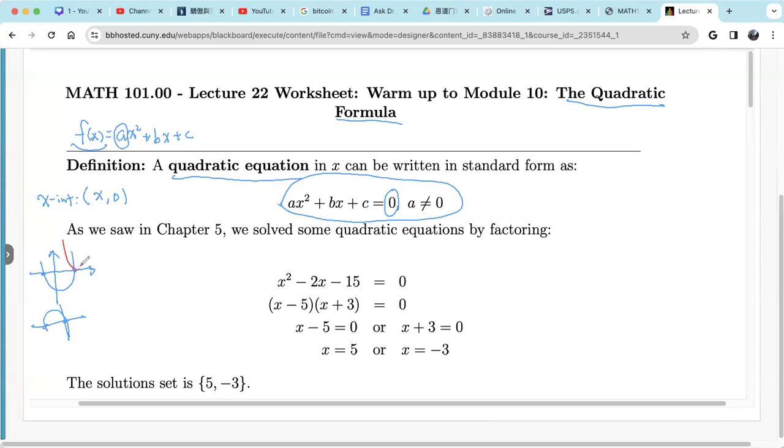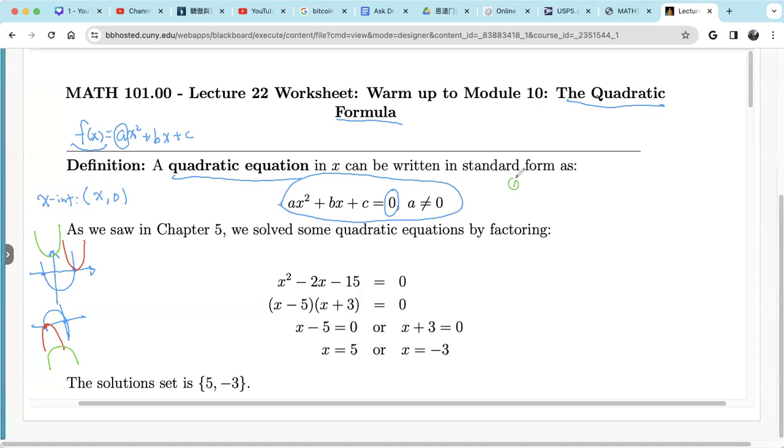Maybe a graph looks like this. Maybe a graph looks like this. Okay, we may touch the x-axis only once. Let me change to green color. Or the graph may go this way. You know, it never touches the x-axis, or may go this way. We never cross the x-axis. So this means this equation could have 3 kinds of solutions, right?